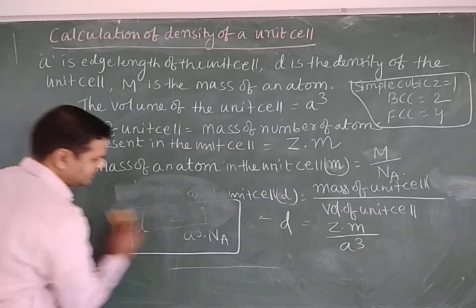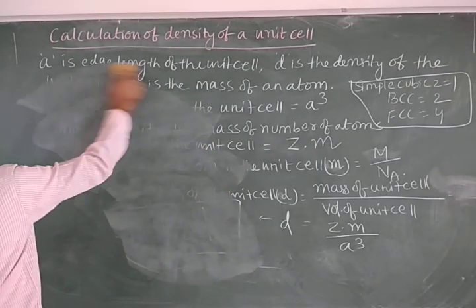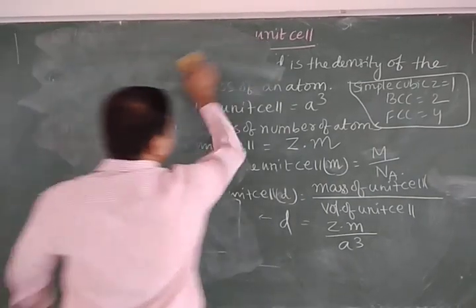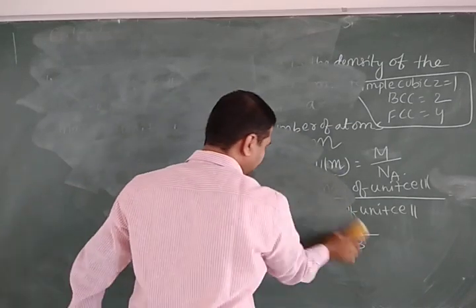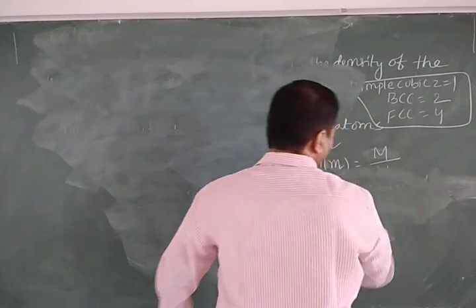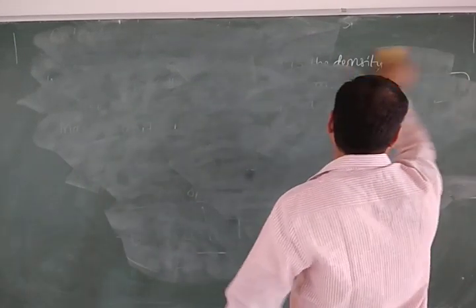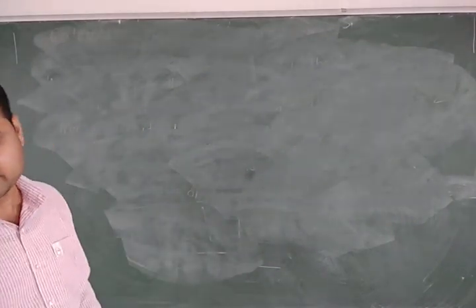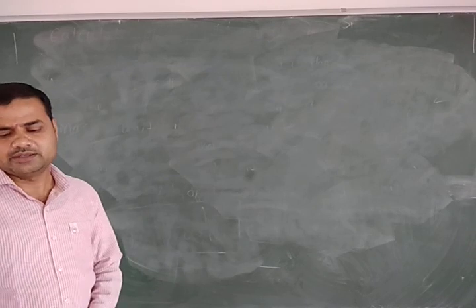Let us see some numericals on this concept. Before going to the numerical, we have to remember some more values here. Later on, we will discuss the numerical. Because the edge length is given in picometers, nanometers, and also angstroms, sometimes you may get confused: 1 angstrom is equal to how many centimeters, how many meters; similarly, 1 picometer is equal to how many centimeters, how many meters; and 1 nanometer is equal to how many centimeters, how many meters. So that you will get confused.